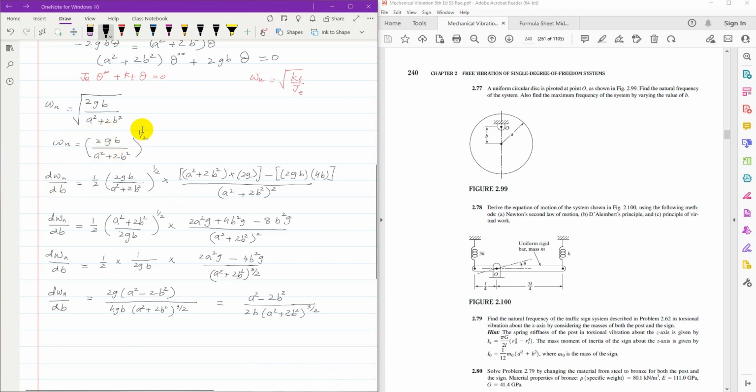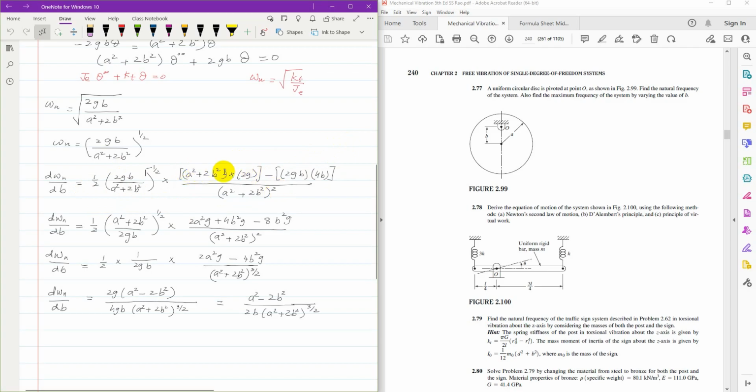So by using the power rule of differentiation, the power at the start is half, and then take away 1 from half, minus 1. So it will become minus half, and then on the term in the bracket, use the quotient rule. So a squared plus 2b squared as it is, into the derivative of the numerator 2g, minus the numerator as it is, and the derivative of the denominator.